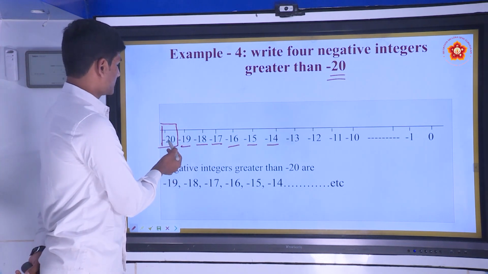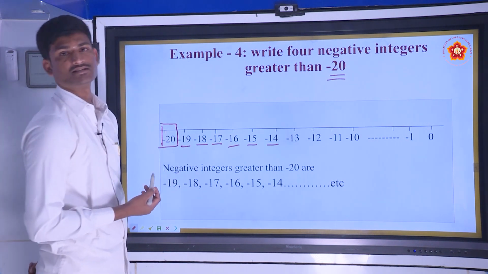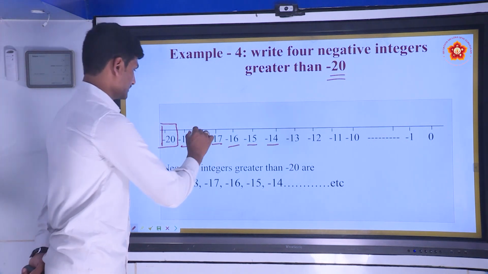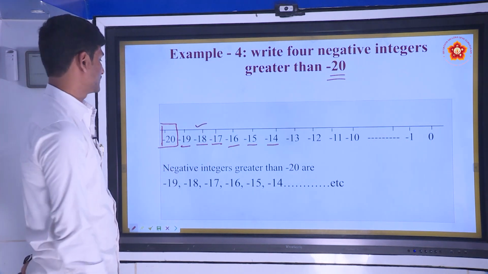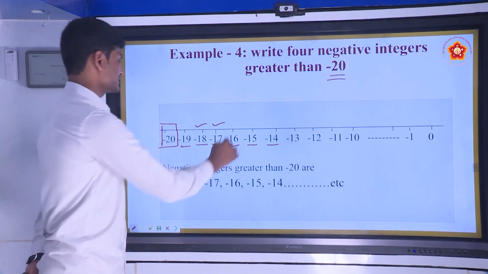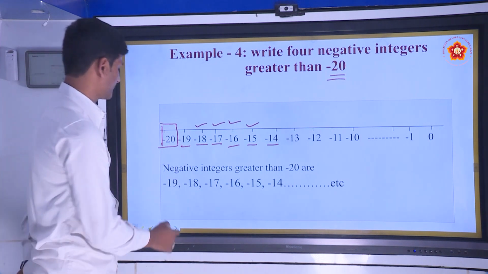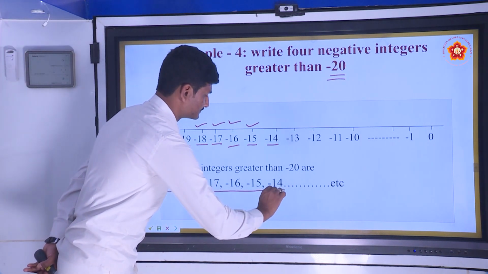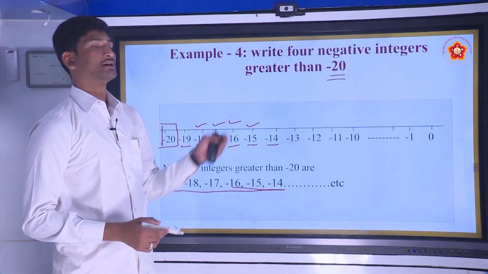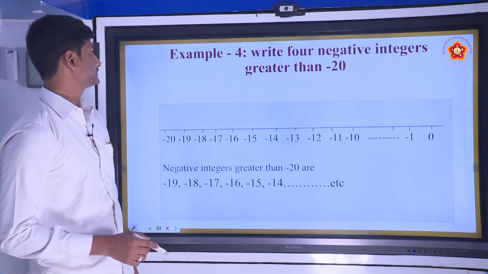See, -20, -19, which is greater? -19 is greater. -20, -18, which is greater? -18 is greater. And -17 is also greater. -16 greater. -15. So, these are the negative integers greater than -20. Right?